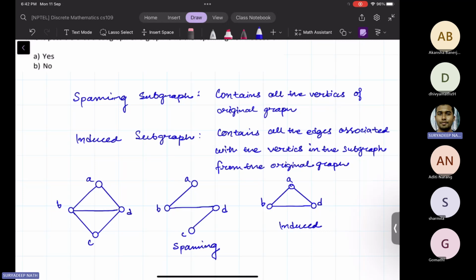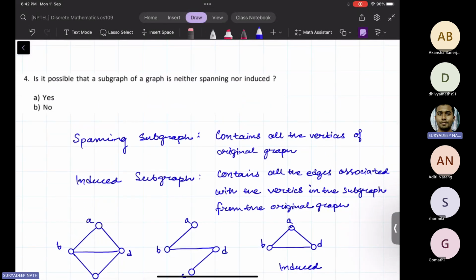So in spanning, you'll have to include all the four a b c d in the subgraph, and in an induced subgraph you can take any subset of vertices. Let's say you pick abd, but you'll have to include all the edges among abd that are present in the original graph. So this is the original graph. There is an edge between a and b, we put an edge between a and b. There's one between b and d, we put an edge between b and d, and there is an edge between a and d, we put an edge between a and d. So this is an induced subgraph.